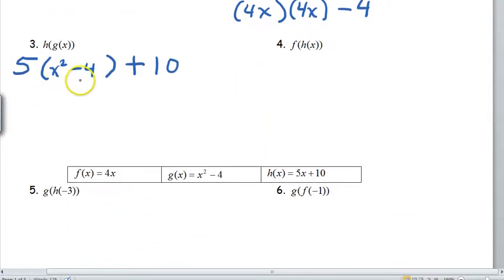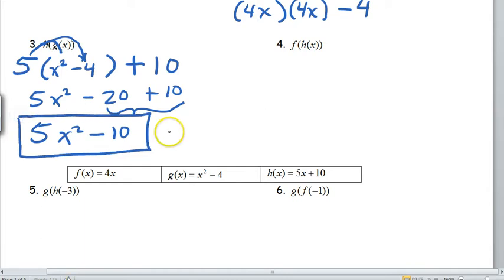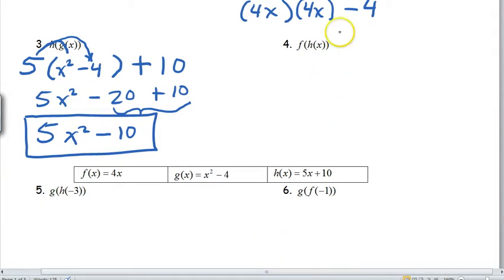Okay? Now, what am I going to do next? A little distributive property, yeah? So that's going to give me 5x squared minus 20 plus 10. Combine these like terms right here, and that's going to leave me with 5x squared minus 10. So that would be the answer for number 3. Any questions so far? Alright, look at number 4.